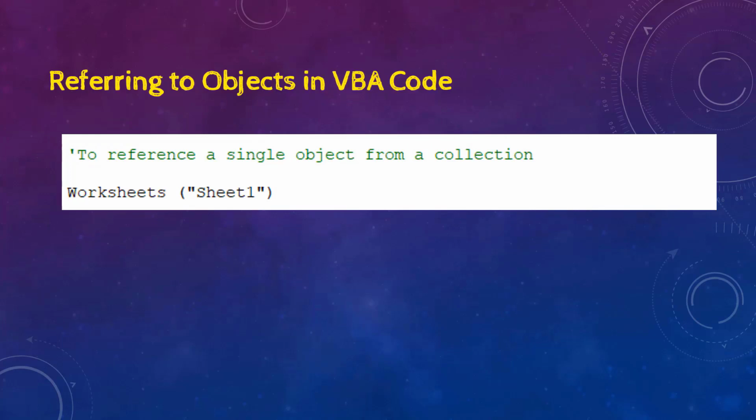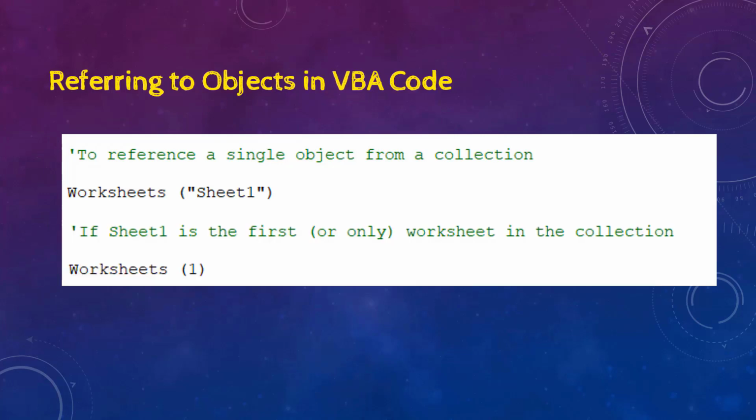Notice that the sheet's name is in quotation marks. If you omit quotation marks, Excel won't be able to identify the object. Excel will assume that is a variable name. If Sheet1 is the first or only worksheet in a collection, you can also use the following reference: Worksheets(1).